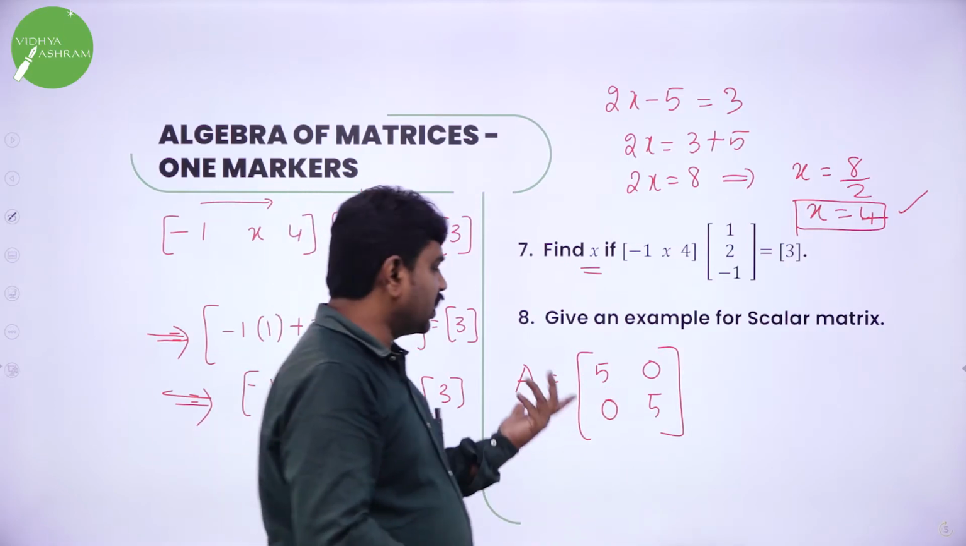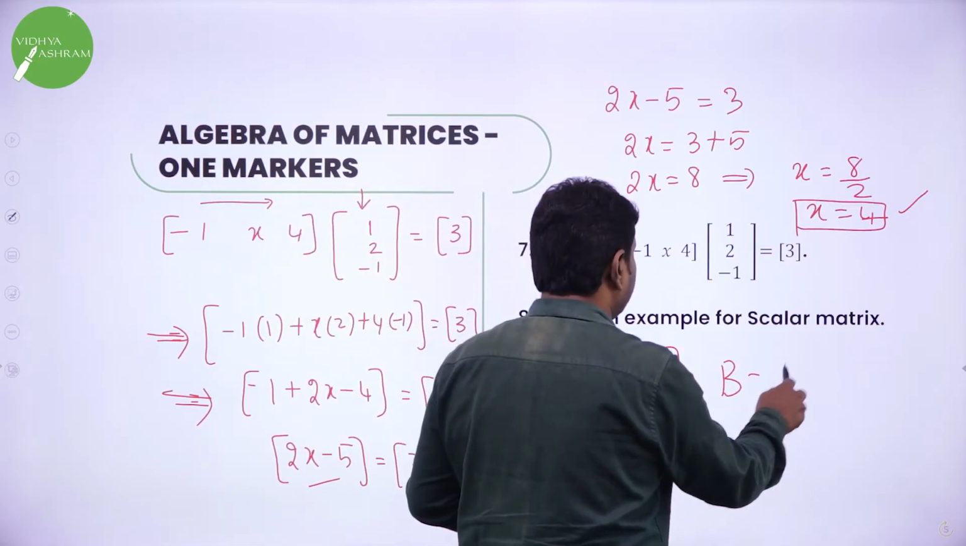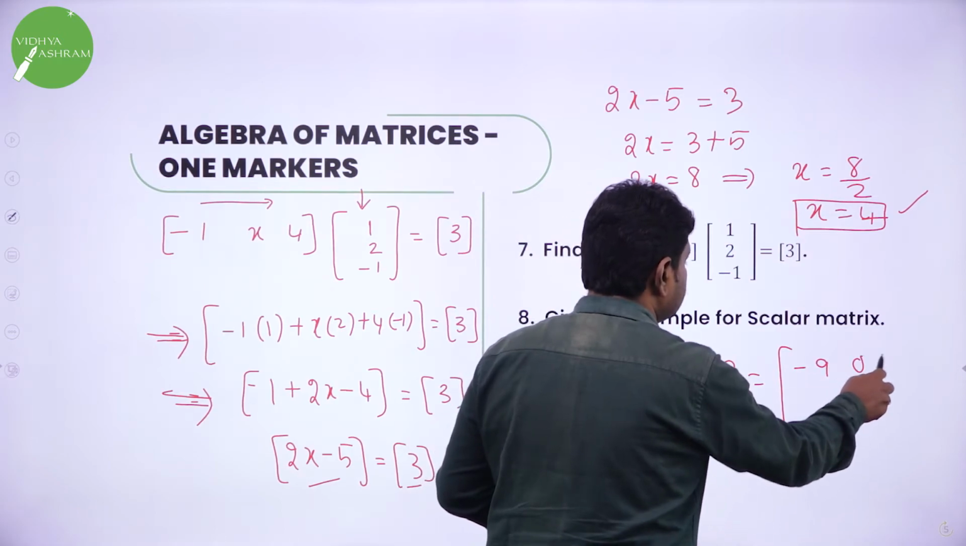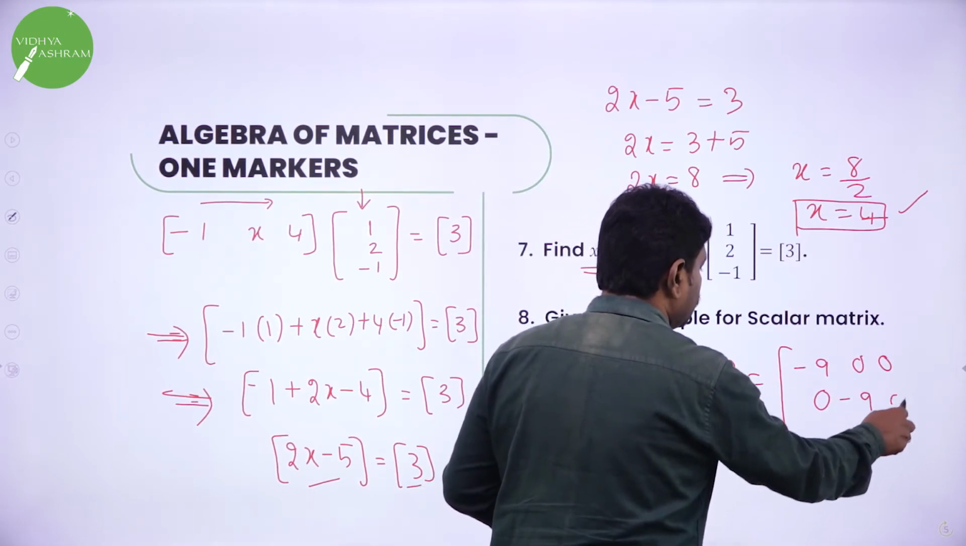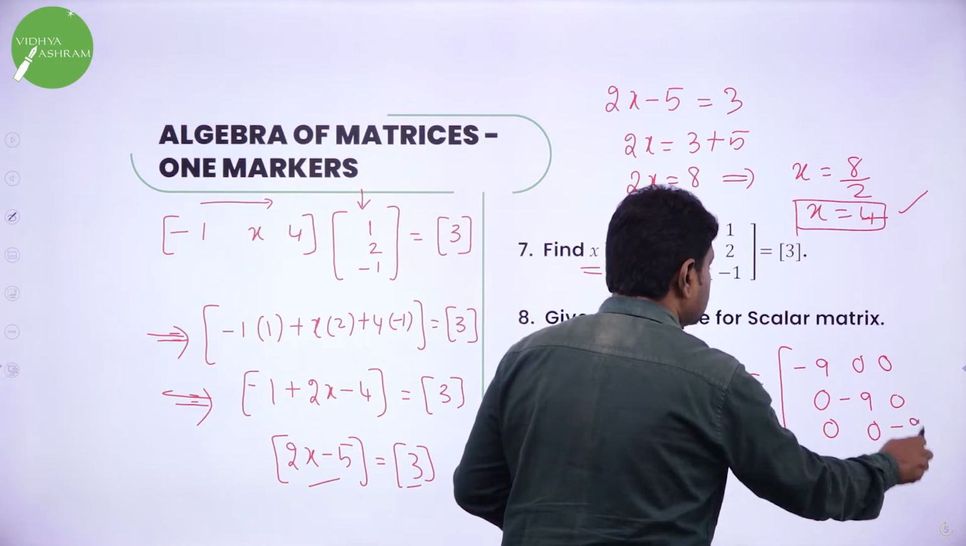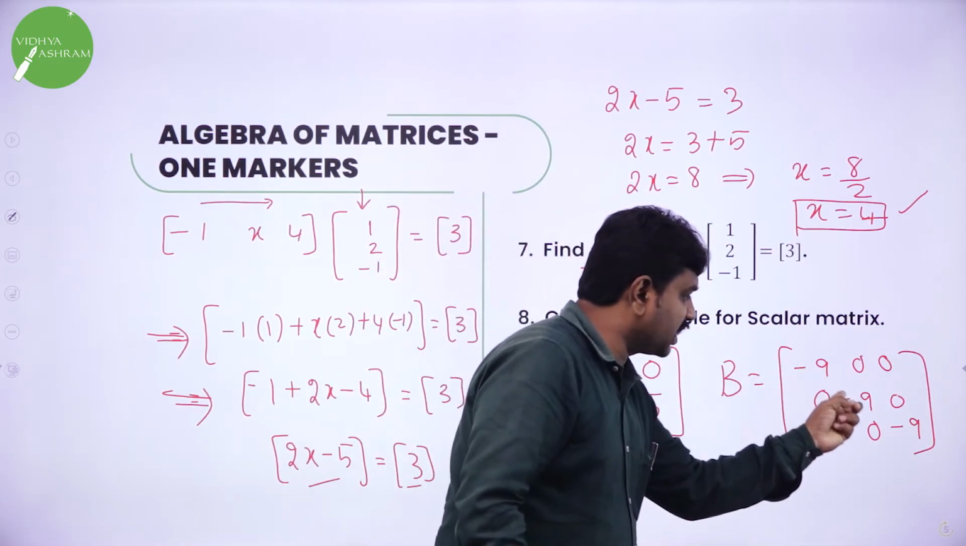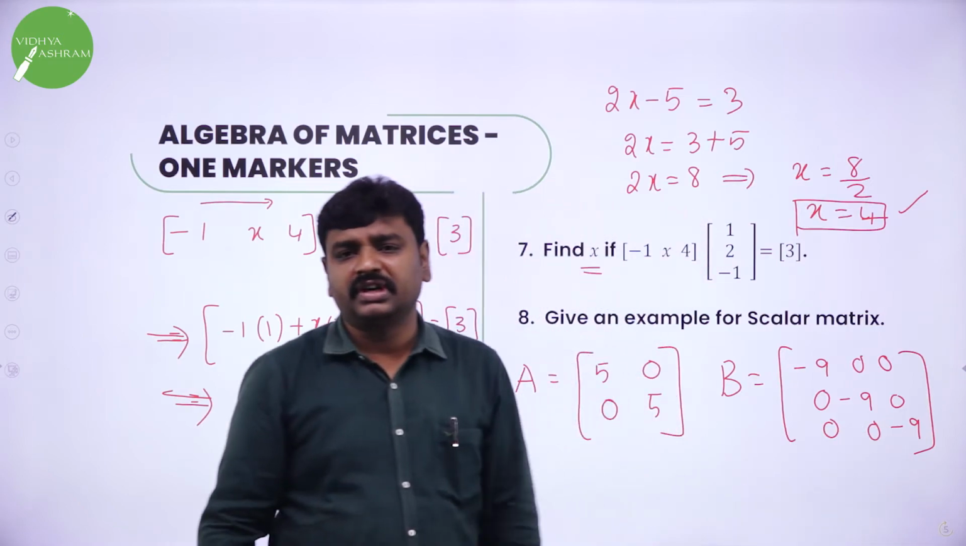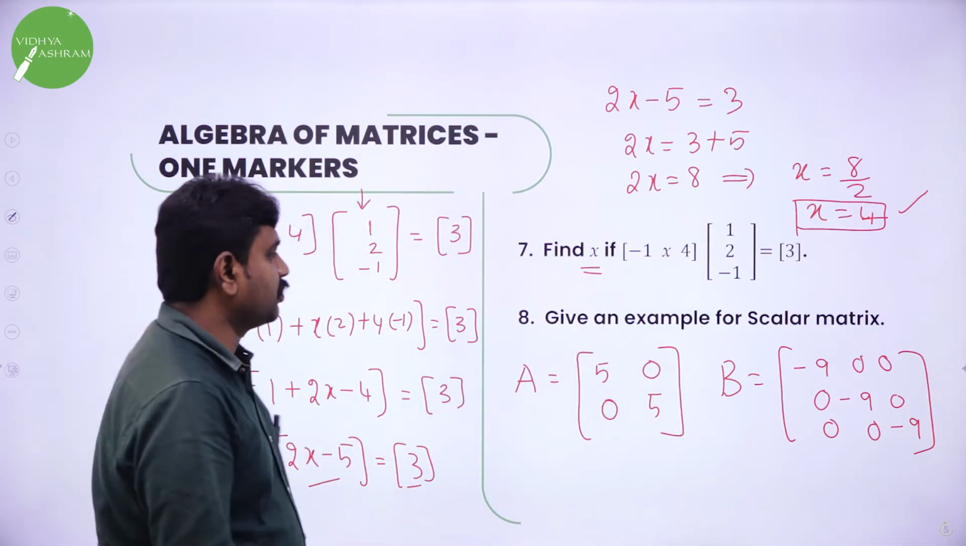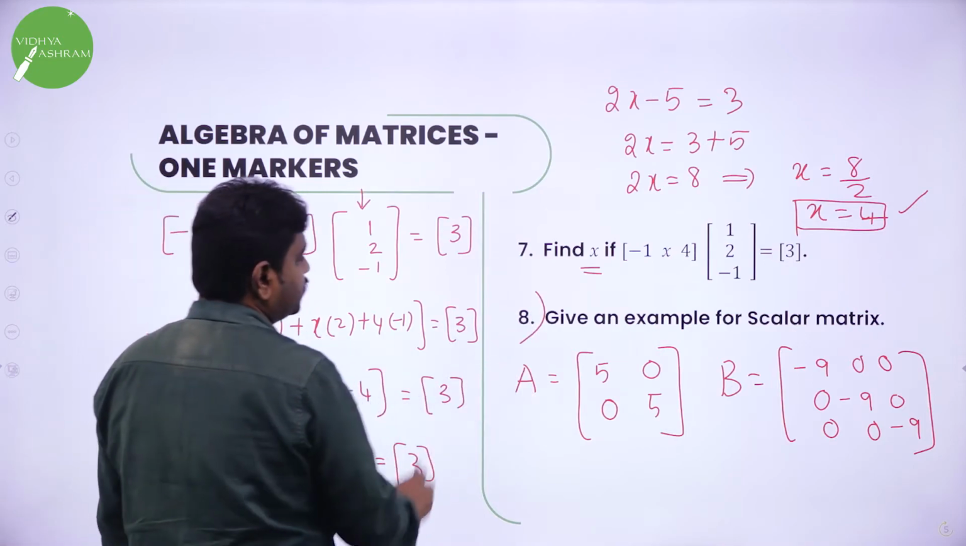This is a 2 cross 2 scalar matrix. Or, as another example, I can give B equal to [-9 0 0; 0 -9 0; 0 0 -9]. This is also a scalar matrix because it is a diagonal matrix in which the diagonal elements are the same. So all of you know the definition of a scalar matrix. You can give any one example because they are asking to give an example.